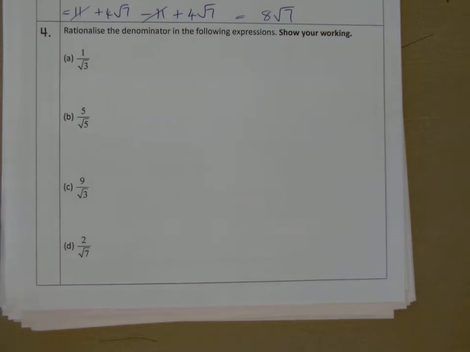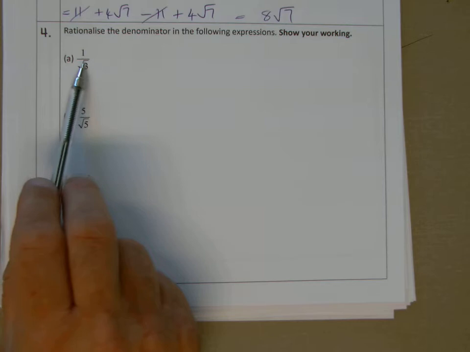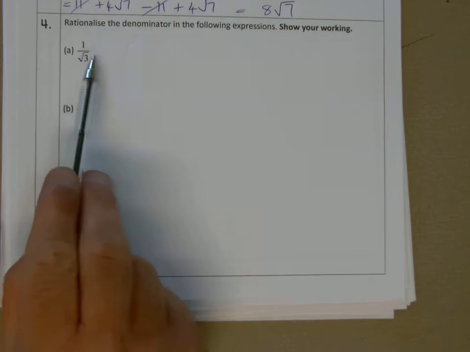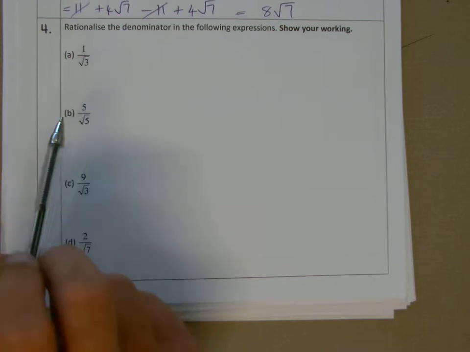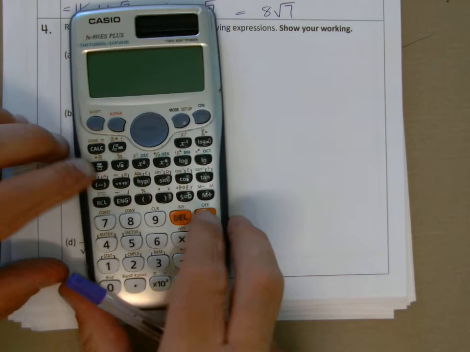Okay, rationalising the denominator quite simply means to make the bottom number, because that's what the denominator is, isn't it? To make it rational. That's why it says rationalise the denominator, make it rational. At the moment, it's irrational, because square root of 3 is an irrational number. Now, if I type this into my calculator, it will do it for me.